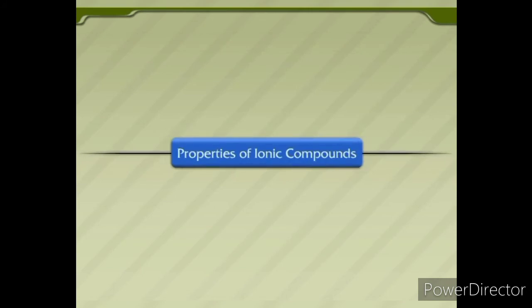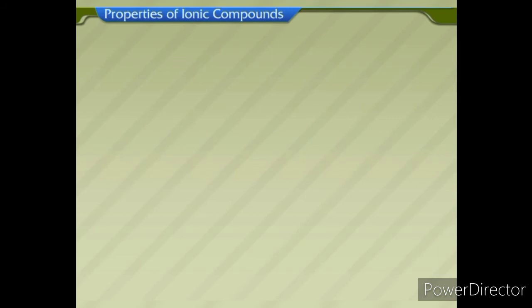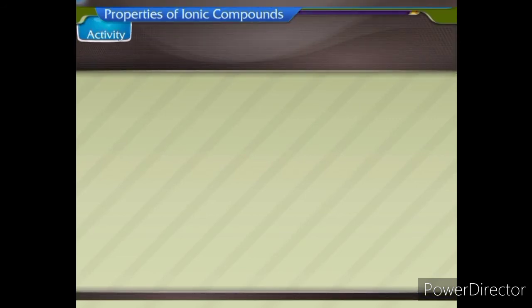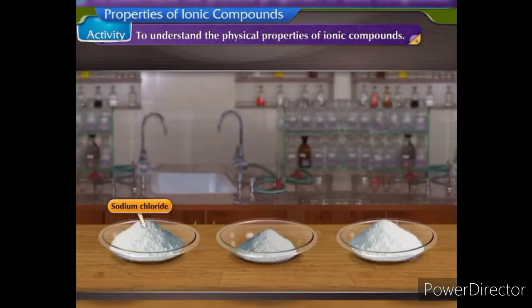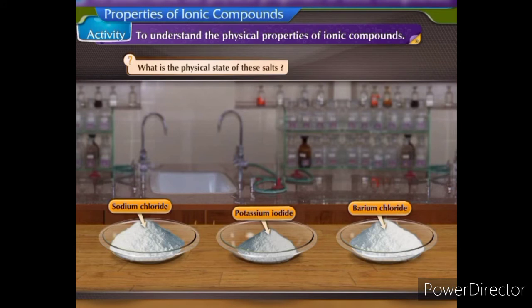Properties of ionic compounds. Take samples of sodium chloride, potassium iodide and barium chloride. What is the physical state of these salts? They are all crystalline solids.